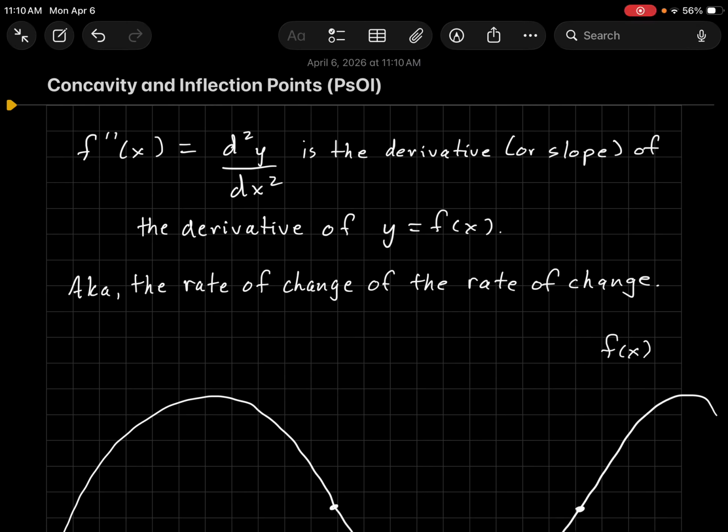Concavity and inflection points. Sometimes I call inflection points P's OI, for points of inflection, in case you see that shorthand. Now recall that f double prime of x, or d squared y over dx squared, is the derivative or slope of the derivative of y equals f of x. That is, it's the second derivative, also known as the rate of change of the rate of change.